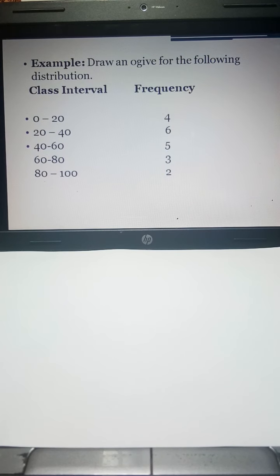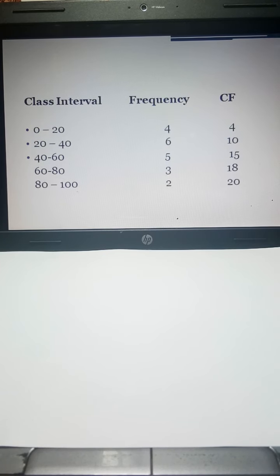We can illustrate it with the help of an example, where class intervals are given on one side and the frequencies on the other side. First of all, we have to find the cumulative frequency. Once we have found the cumulative frequency for every class, it is very easy to draw the cumulative frequency curve. By looking at the picture, you can easily understand how to draw the cumulative frequency curve.